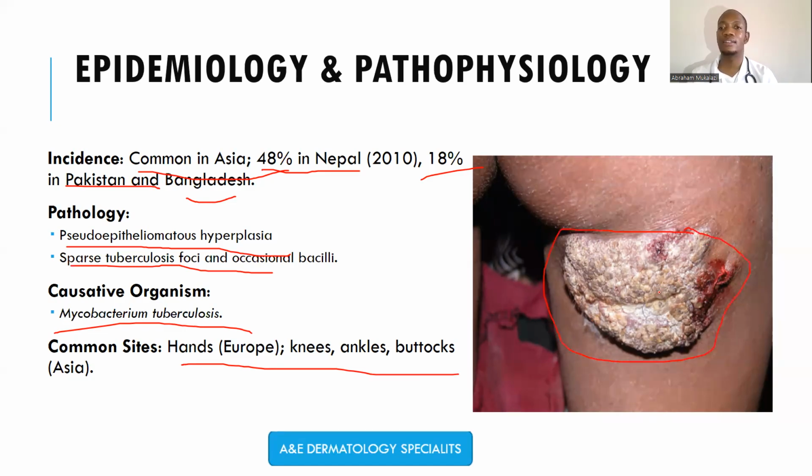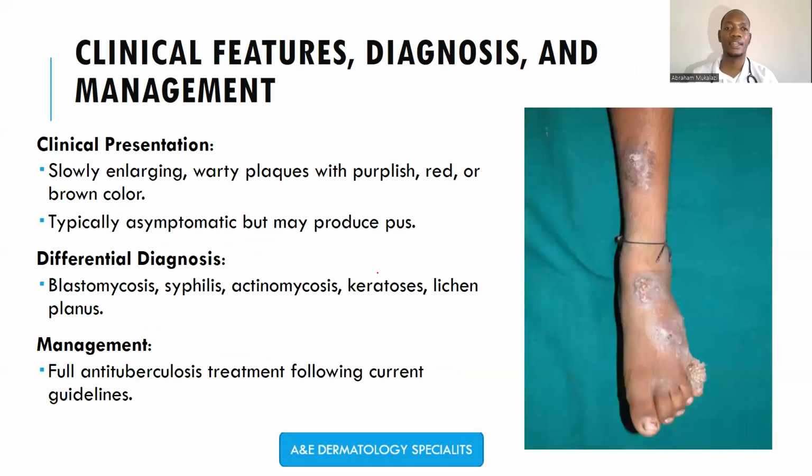So as you can see in this picture, you have this verrucous plaque that is usually well demarcated, slow growing, and sometimes you can have the adjacent or nearby lymph nodes involved. When you take a biopsy, like a biopsy was taken here, you see that pseudoepitheliomatous hyperplasia, and then if you're lucky, you're able to pick the mycobacteria on past staining.